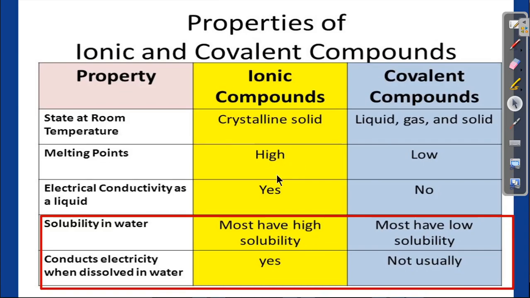So crystalline solids, melting point is high. It conducts electricity as a liquid. Soluble in water means it dissolves in water, and when it does, it conducts electricity. If it can do all of these things, it's ionic. Covalent, because it has liquids, gases, and solids. They have a very low melting point, so the temperature to melt it is very low.